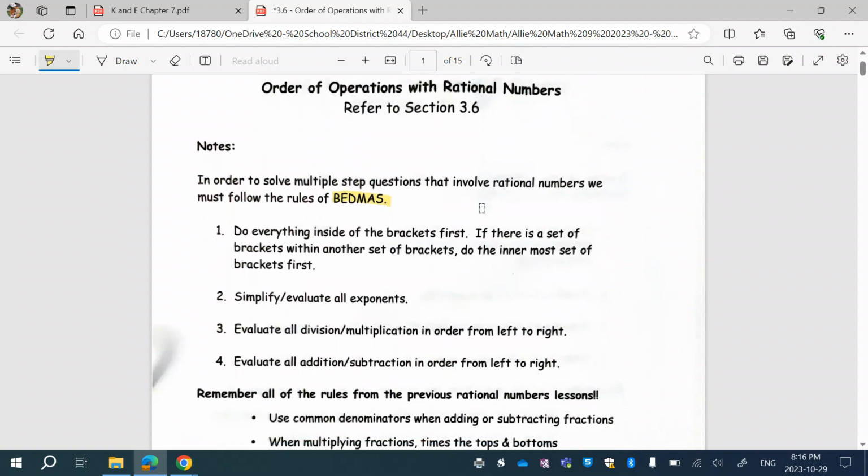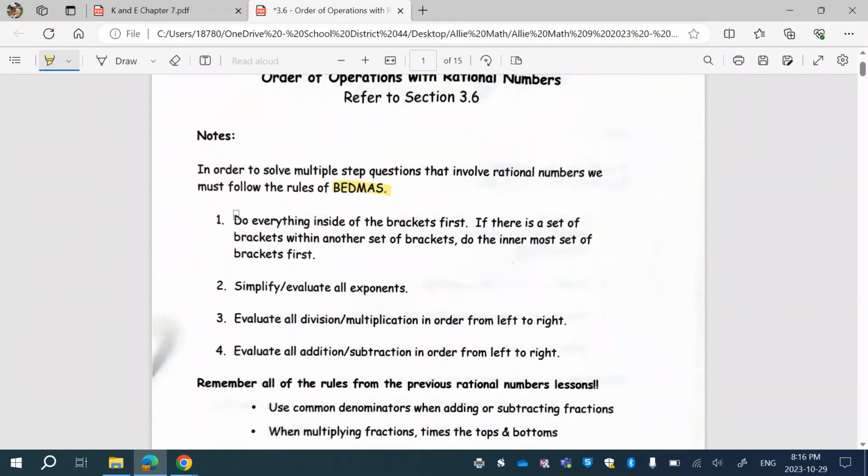A bit of review. Number one, you do everything inside the brackets first. That's the B in BEDMAS. If there's a set of brackets within another set of brackets, like inception brackets, you do the innermost set of brackets first. And often it'll be drawn like this: brackets, say 1, and then inside the brackets will be shown as square brackets, something like that, plus 5. So you solve this inner set of brackets first.